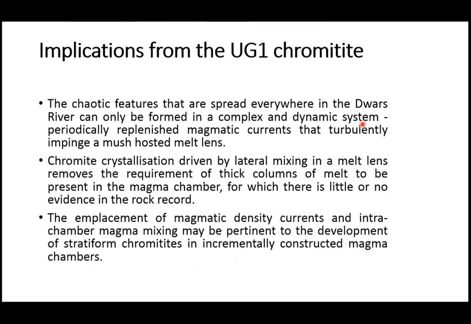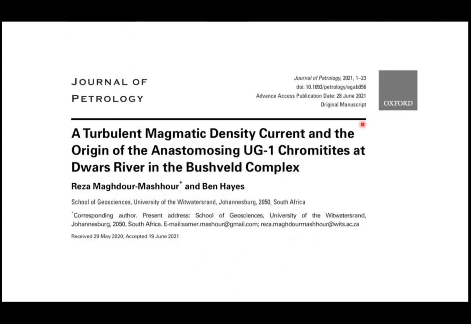In summary, we suggest that this magma emplacement style is necessary to produce a thick chromitite layer such as UG1 in the Bushveld Complex. There will be no need for a thick column of magma. Magmatic density current travels laterally from the feeder, mixes within the melt lens, and solves the problem with the chromium mass balance by processing the melt along the strike. There's a paper published recently. If you're interested, you may find more details about our model in the paper.